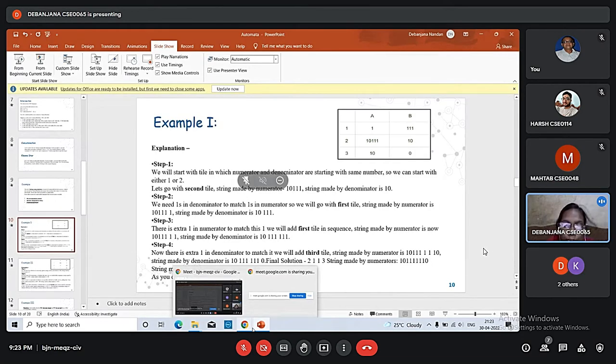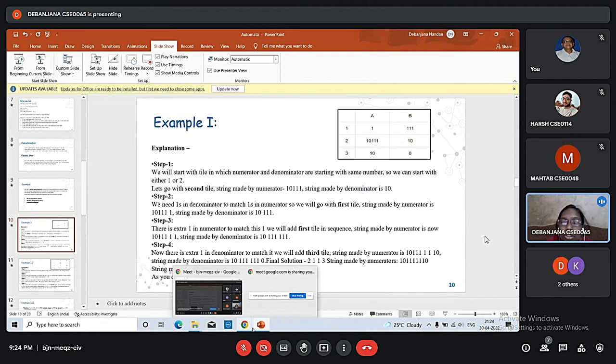The post-correspondence problem and the halting problem are examples of recursively enumerable problems. So now we can look at an example of the post-correspondence problem. Here we have a table at the top right side. Here A is the numerator and B is the denominator, and 1 to 3 are the tile numbers that we have.